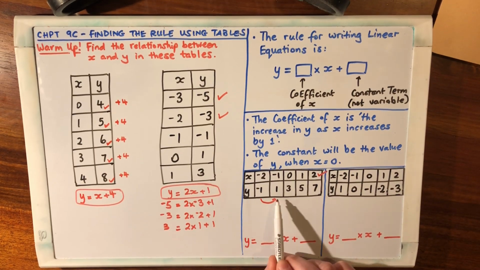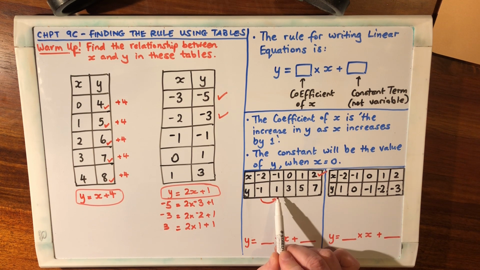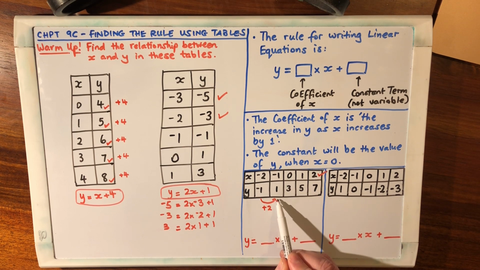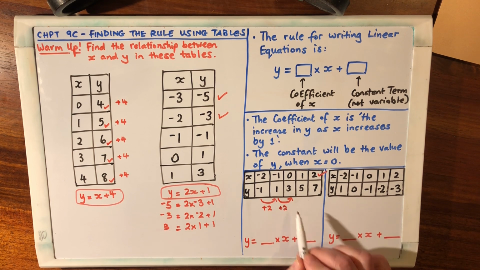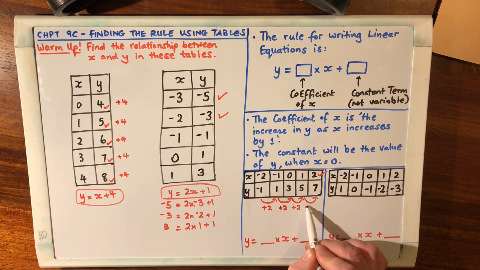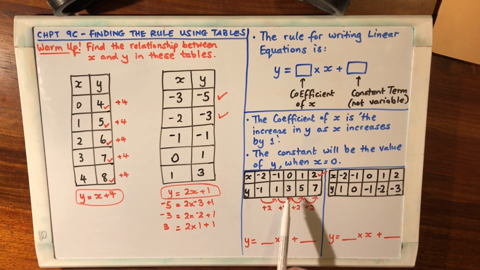Now let's look at the pattern of y. Here we have -1 to 1. That's actually not an increase of 1, that's an increase of 2. So that's adding 2 each time. +1 to +3, that's another increase of 2. +3 to +5, that's also increasing by 2. So it looks like we have a pattern occurring here. Whenever x increases by 1, y is increasing by 2. So that's our coefficient. +2 is our coefficient, and we put it down here.